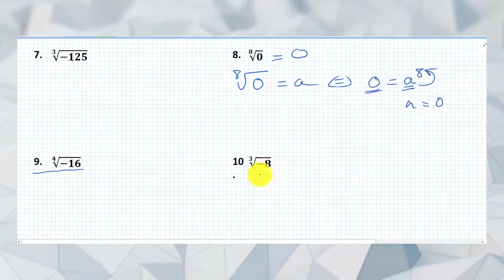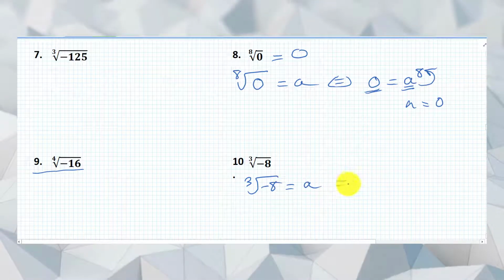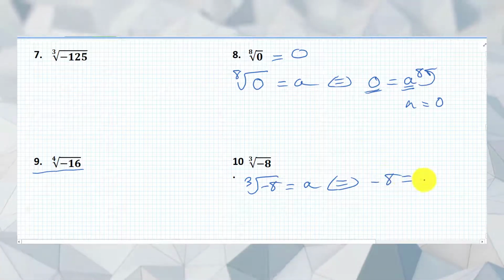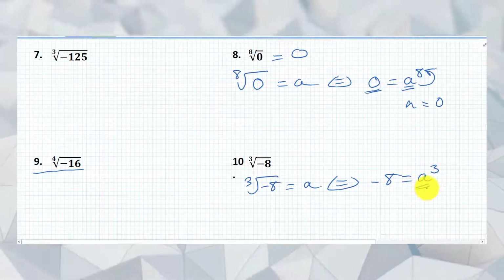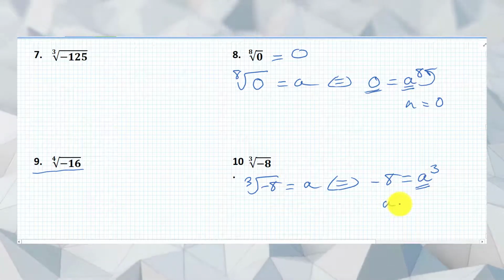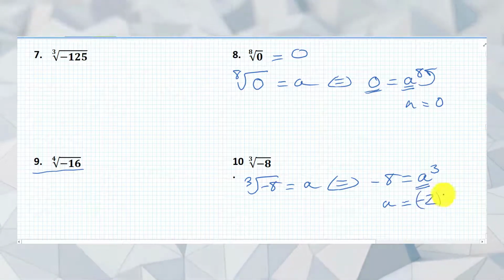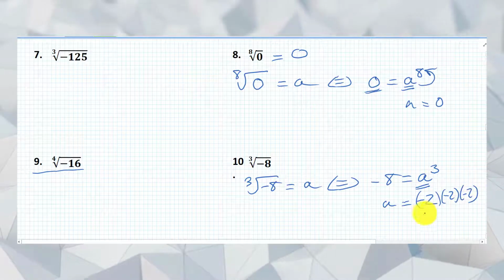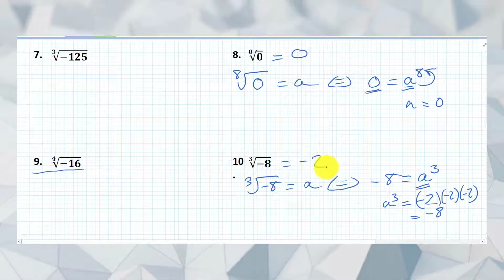What is the cube root of negative 8? The cube root of negative 8 is equal to a if and only if negative 8 is equal to a cubed. Now, do you know a number so that when you cube it, you find negative 8? You should, and this number is negative 2. Negative 2 times negative 2 times negative 2 is negative 8, right? So a is negative 2.